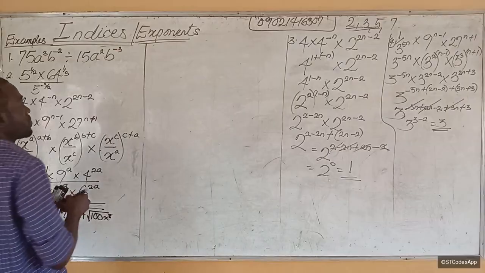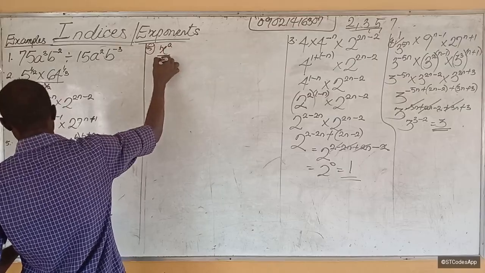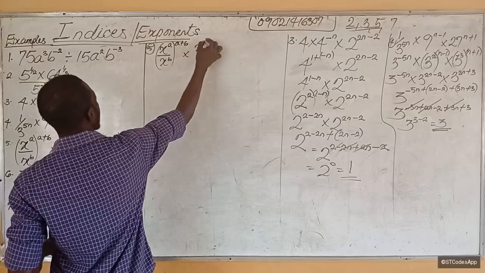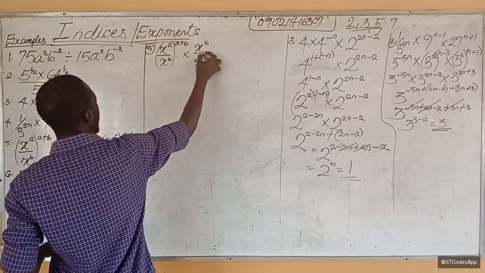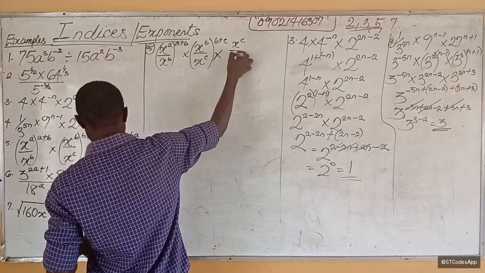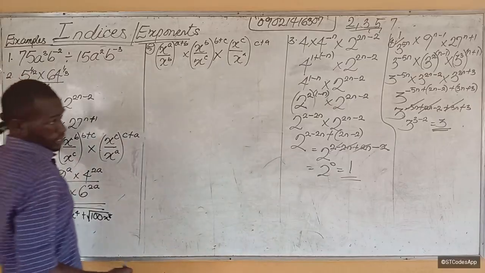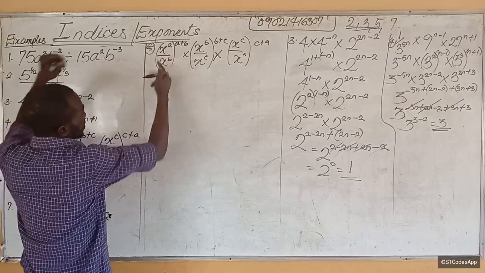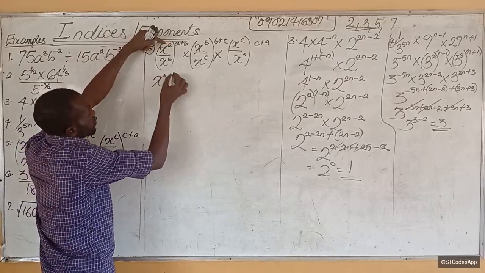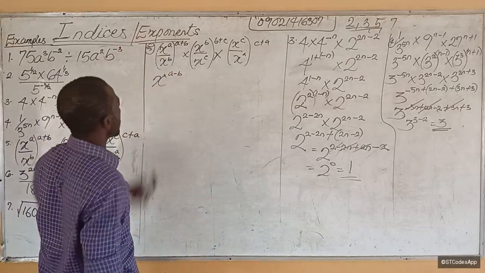The next one says, that's number 5: x raised to the power a over x raised to the power b, raised to the power a plus b, multiplied by x raised to the power b over x raised to the power c, raised to the power b plus c, multiplied by x raised to the power c over x raised to the power a, raised to the power c plus a. All right. Now looking at this, the first way to express this one is to bring them together. Division of bases means what? Subtraction of power. Since the bases are equal, it becomes x raised to the power a minus b. Is it clear? Subtraction of power.